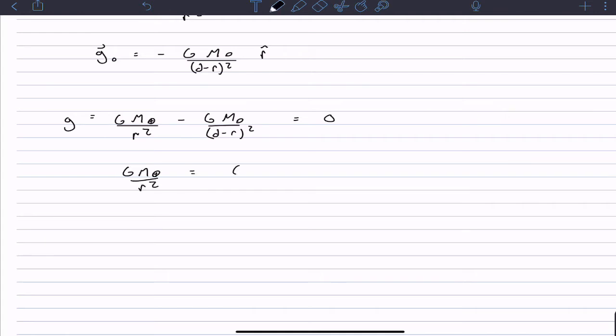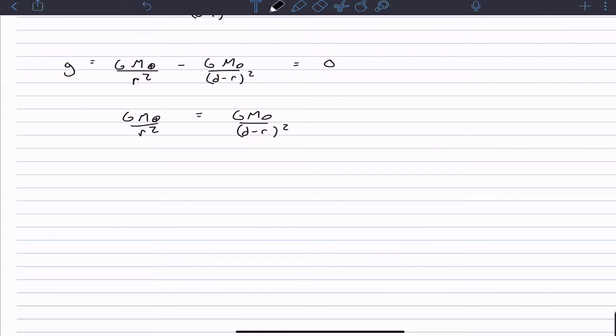Like this is equal to G times the mass of the moon over (d minus r) squared. Okay, I'm just solving. All right, so now this cancels, right? What we're solving for here is r, because we know the distance between the Earth and the moon already. That's a constant that is known. So let's take the r to the other side. Here, let's take the ratio, since that's how we have to solve it.